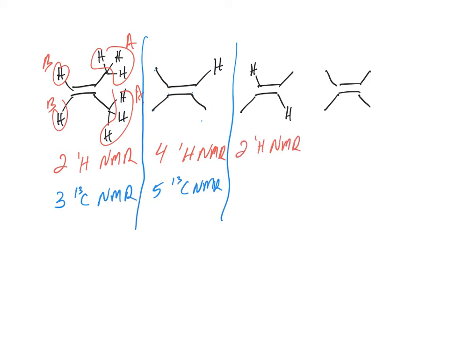How many in the carbon NMR? 2. Careful. Is this carbon different than this carbon? They're the same. So there's just 2. 1 and 2. Either side is exactly the same. 2 in the C13 NMR.